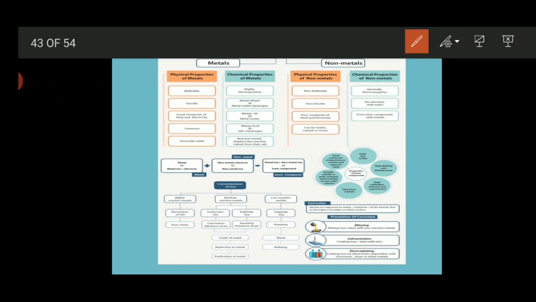Now let's discuss some important NCERT questions which are most important from the board exam point of view.